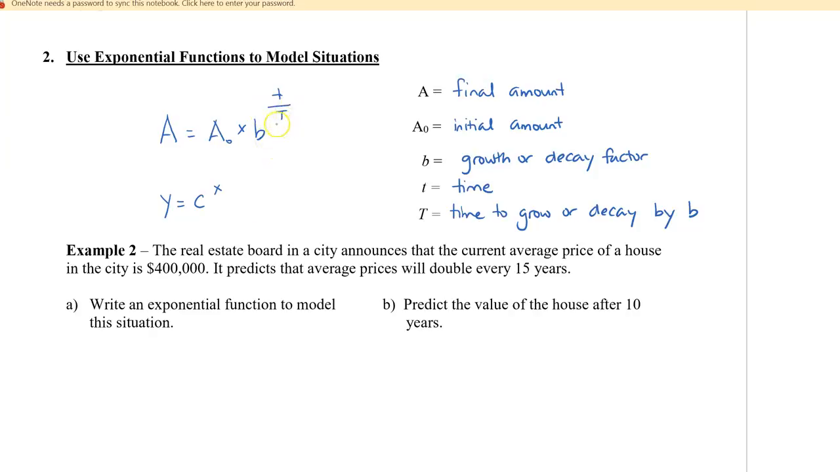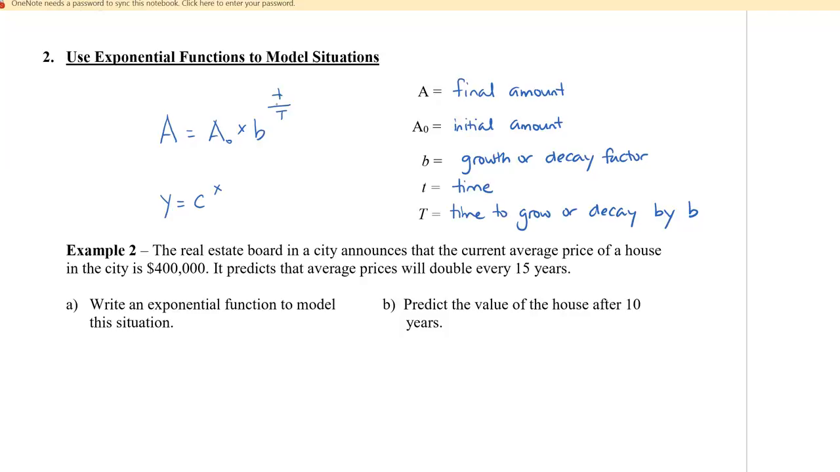So remember that the bottom T is the time to grow or decay, and the t on the top would be our total time. You have to make sure that these t's actually have the same units, whether they're seconds or minutes or days or years or whatever. So let's take a look at an example.